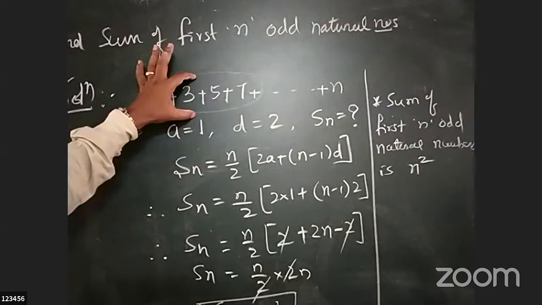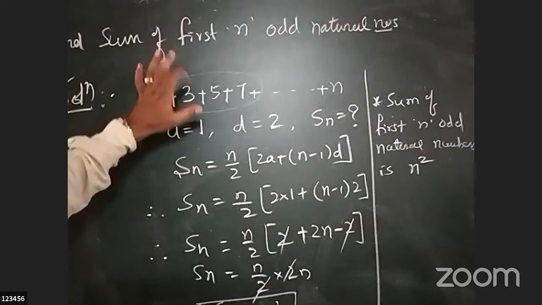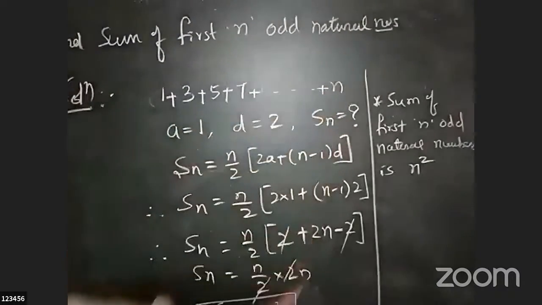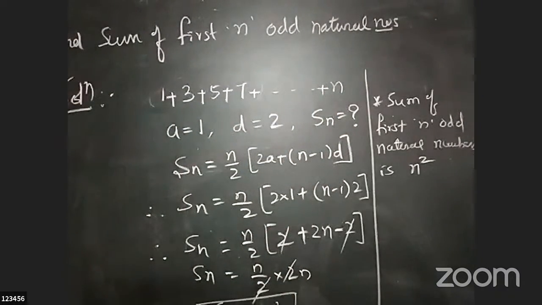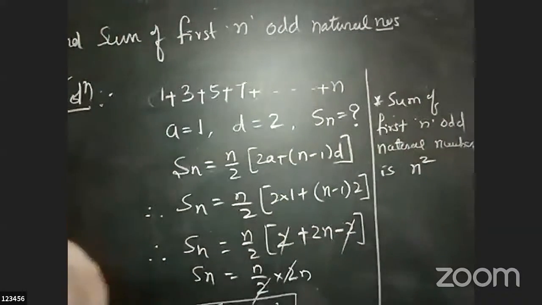If you are adding first 9 odd natural numbers, you get 9 square, that is 81. If you are adding first 12 odd natural numbers, 12 square is 144. Like that, n natural numbers if you are adding, then you will always get the sum is equal to n square. That is what generalized sum of first n odd natural numbers is n square. Take down.